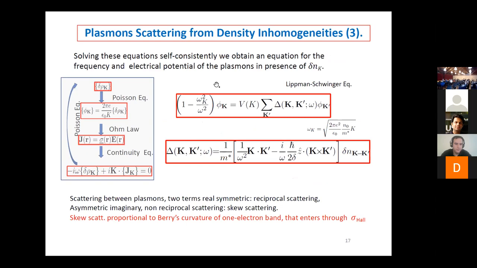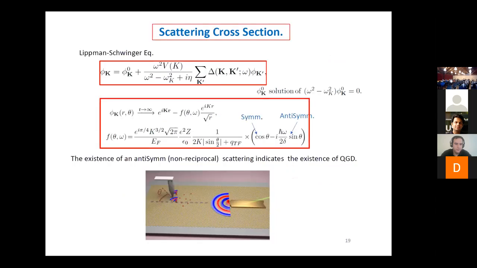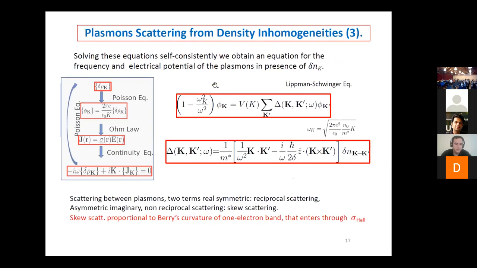The result we obtain is some Lippmann-Schwinger equation where we have a scattering between a plasmon with momentum k to momentum k prime. And there are two terms in this scattering potential. One is the symmetric scattering due to the inhomogeneities and just due to the Coulomb interaction, or if you prefer, due to the modulation of the diagonal conductivity. And you have one asymmetric term due to the modulation of the Hall conductivity in the system. And this component is asymmetric. Okay, thank you very much for the time.